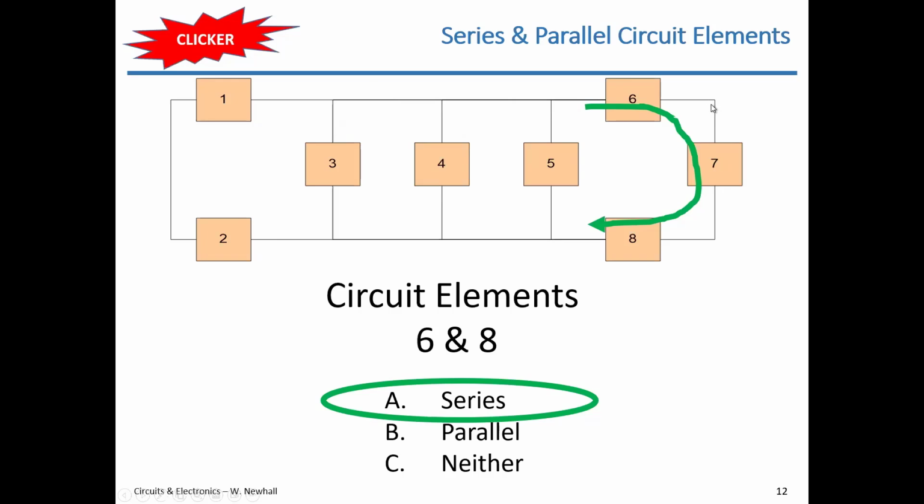Now, if I had a branch here, like a branch off of 6 that went to some other part of the circuit, and that current out of 6 could go to the right, then 6 and 8 might not be in series. Okay.